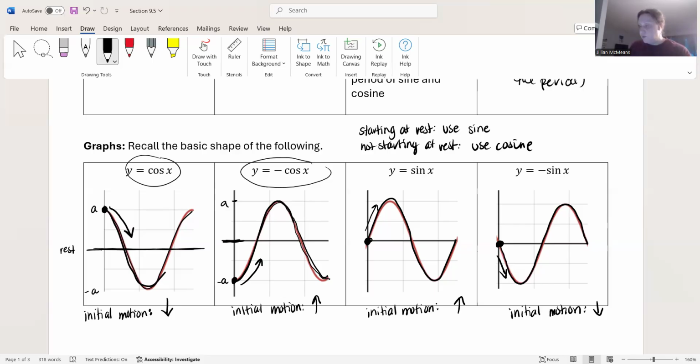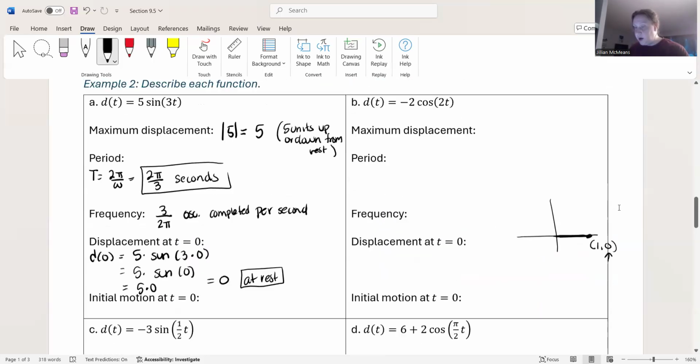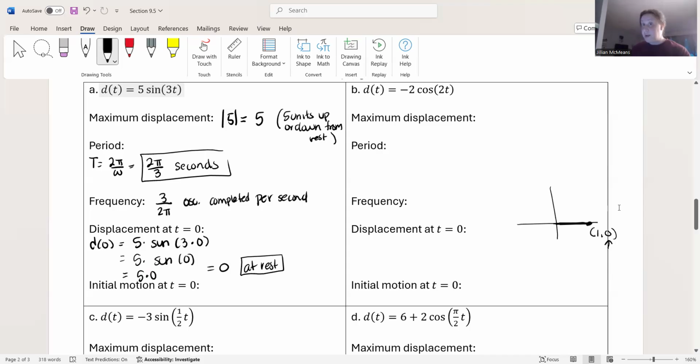So let's think about what we have here. Well, we had y equals positive sine of x. So our graph is going to do something like this. It's going to go up and then down and then up and then down. So our initial motion is up. Okay, so that is the initial motion.